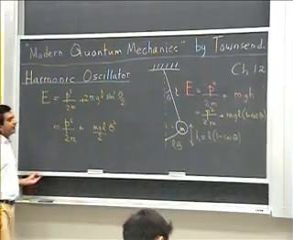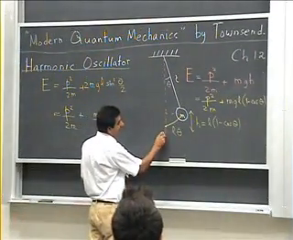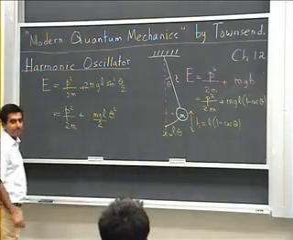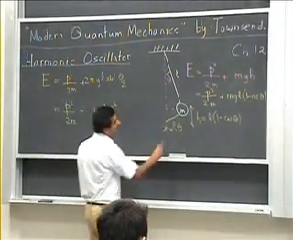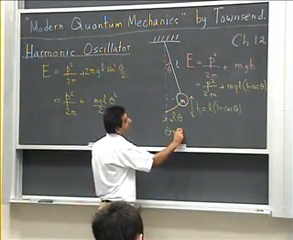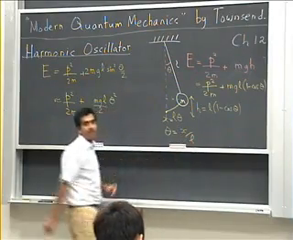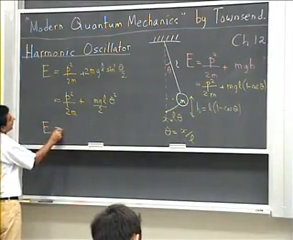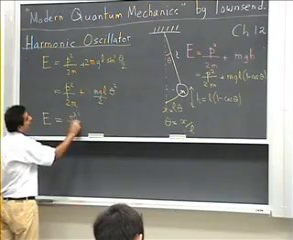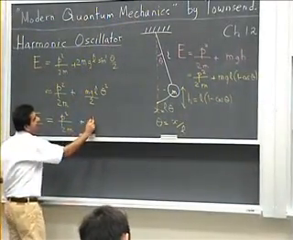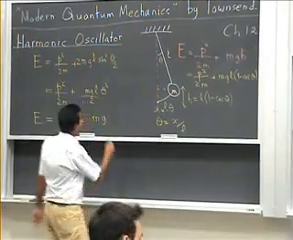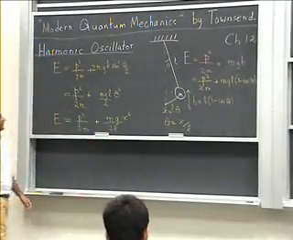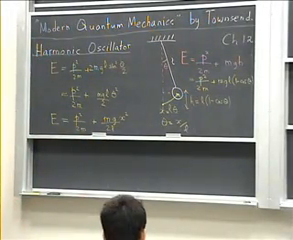Now, let's call this arc length x. So x equals L theta, and I can write theta as x over L. If I make the substitution here, the energy in the small angle approximation becomes p squared over 2m plus mg theta squared, which becomes x squared over L squared. So this is the energy of this pendulum in the small angle approximation.